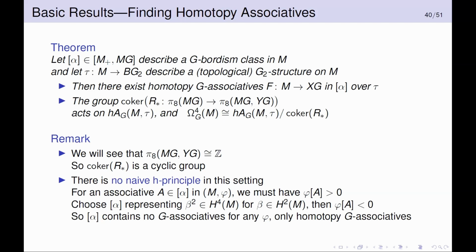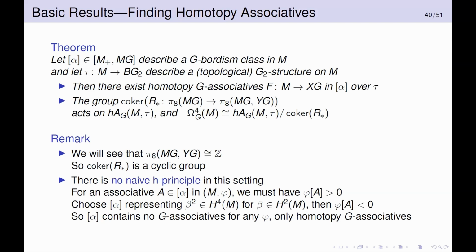On the other hand, on an associative submanifold, phi is the volume form, so it always evaluates positively to the volume. So if we had a true associative A, we would get a contradiction. That means that this particular cobordism class cannot contain any G associatives for any G2 structure phi. So the whole homotopy fiber is excluded by this conjugate.